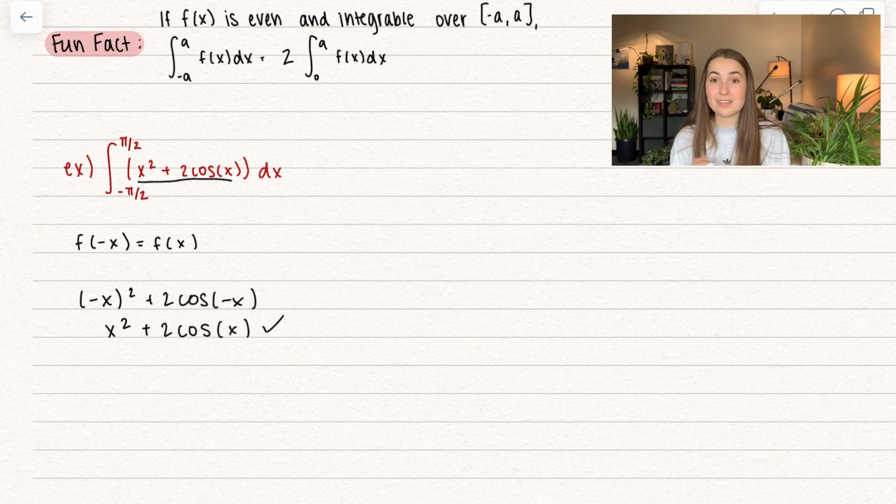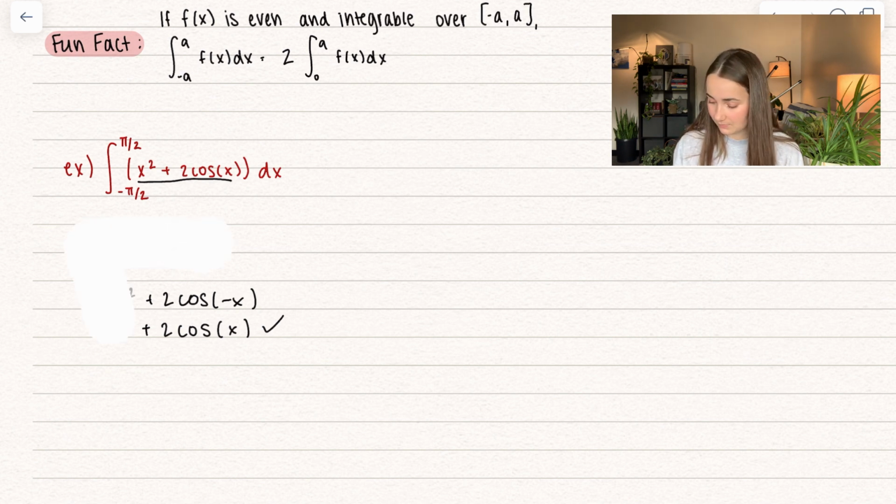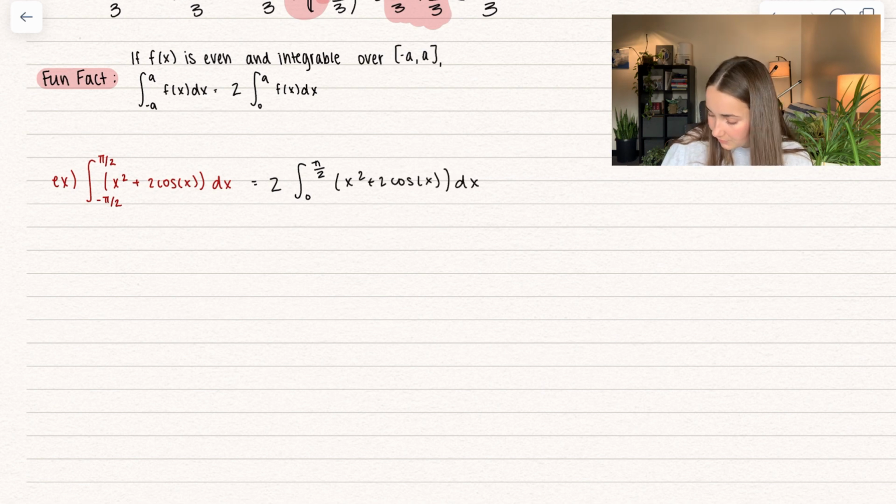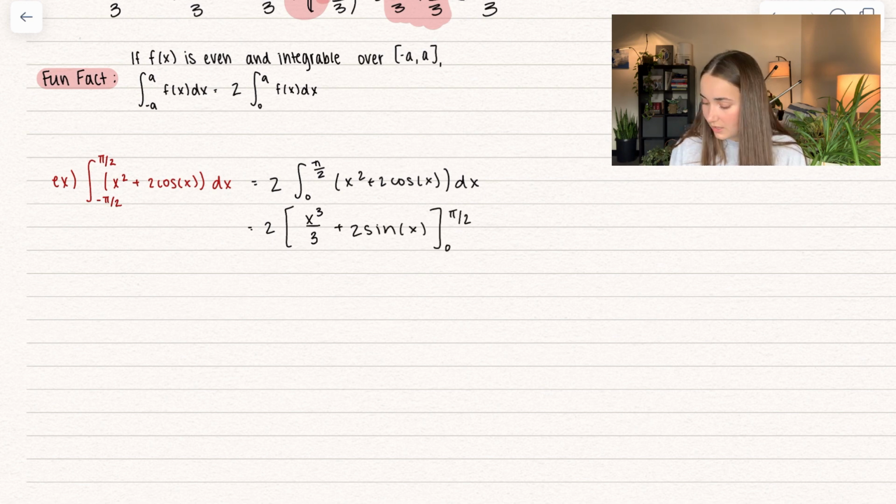So here we know this is an even function, and we can go ahead and apply the rule that we learned. So instead of negative pi over 2 to pi over 2, I'm going to say this is 2 times the area between 0 and pi over 2 of our function. So first, let's go ahead and find that antiderivative. So I'm going to add 1 to the exponent, divide by that new exponent, and we get plus 2 sine of x from 0 to pi over 2. So let's go ahead and do our thing. Let's plug in upper minus lower.